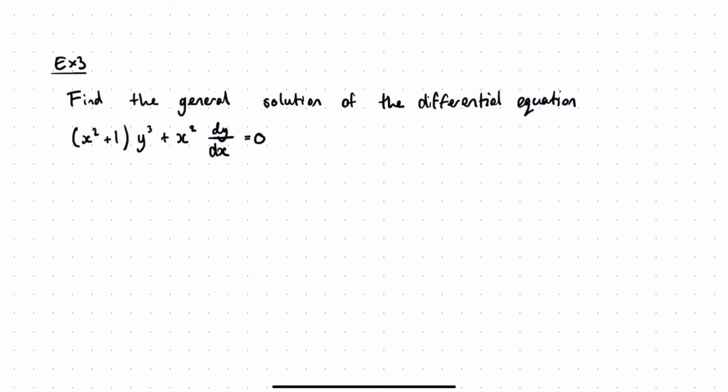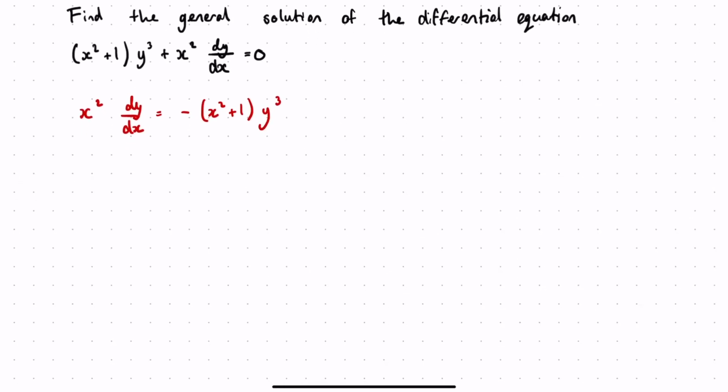We need to get this so that the y is with the dy by dx and everything else is on the opposite side. Okay, so the first step we're going to take is we're going to say x squared dy by dx is equal to negative x squared plus 1 y cubed.